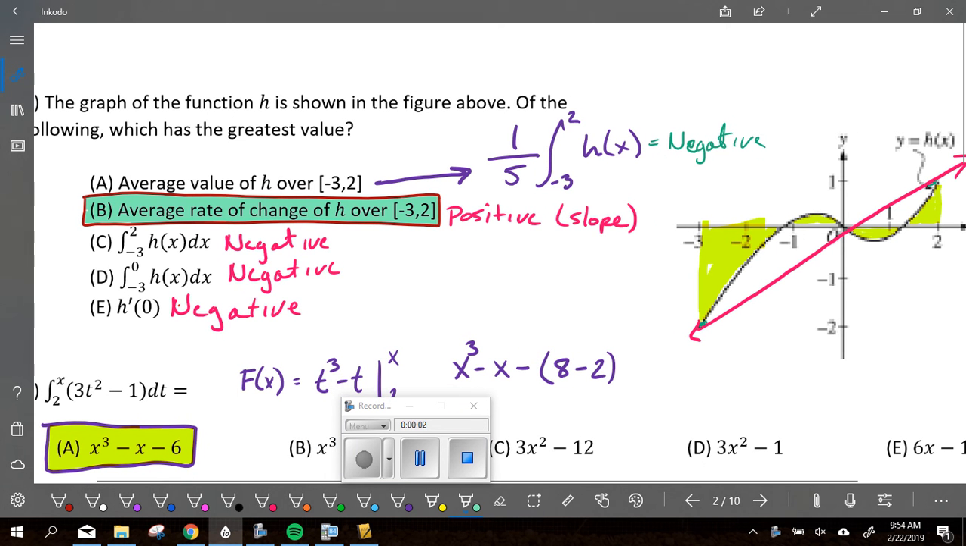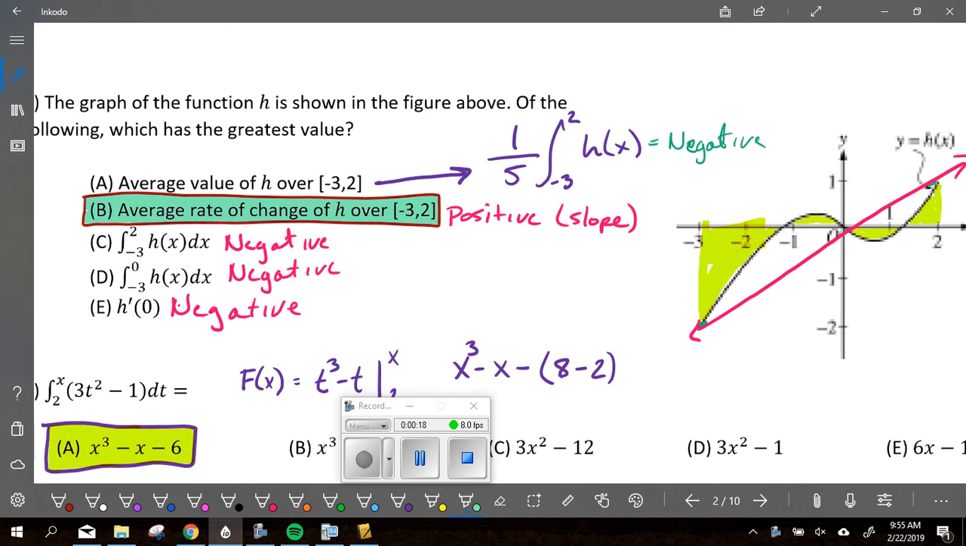So number 7 here, it says the graph of the function h is shown. Of the following, which has the greatest value? So the first question, it's a graph of h. The first one says the average value of h. So average value of h given h. That means we are adding them all up and dividing by the width.